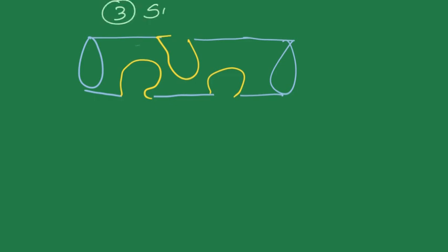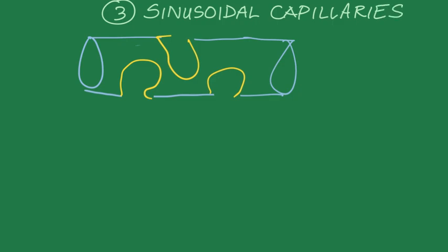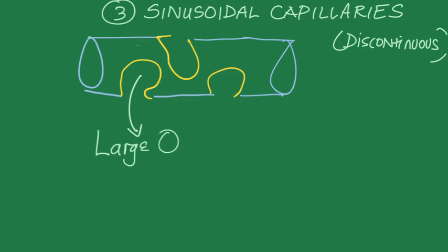This is the third type of capillary. We call these capillaries sinusoidal capillaries. Notice the large openings in this capillary. Another name for this is discontinuous capillary, which is the opposite of continuous capillaries that we saw earlier. These large openings allow large substances to pass through. So we're talking about proteins and even cells.